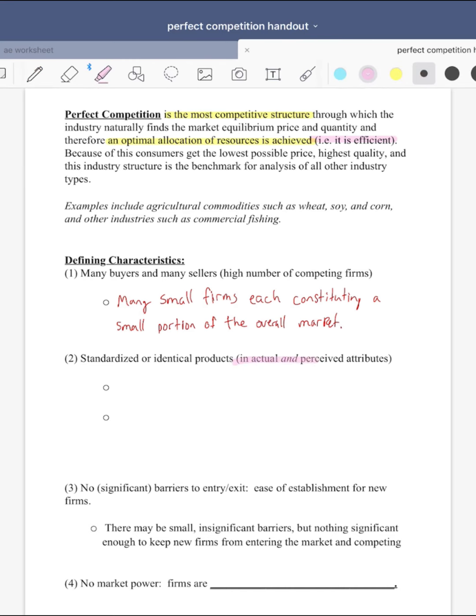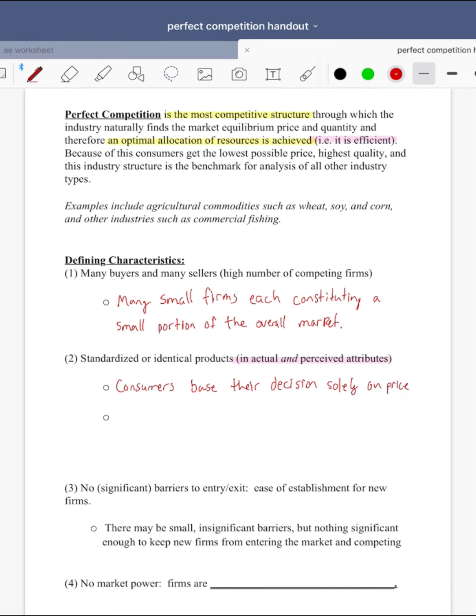So since there are many buyers and sellers, once again, each one has only a small impact on the market price and output. You can think of it like if you're a farmer, the yield of your farm compared to the yield of the entire United States. So that's how we can kind of tell. So when we look at perfect competition, for our first key characteristic, there's going to be many buyers and many sellers.